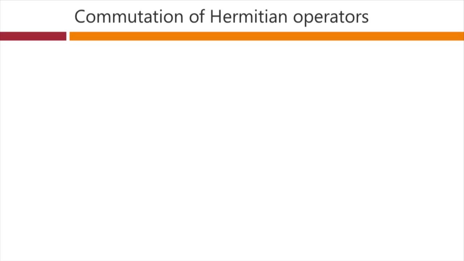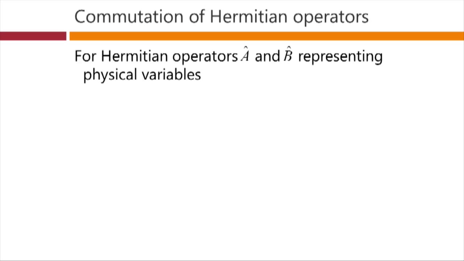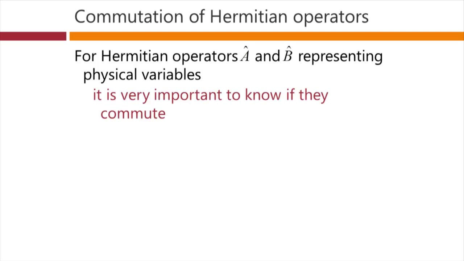In general, in quantum mechanics, we're going to be working, of course, a lot with Hermitian operators because they represent observables, observable quantities in quantum mechanics. And if we have two Hermitian operators, A and B, representing possibly different physical observables or different physical variables, it's very important to know if these operators commute. That is, is A after B the same thing as B after A?